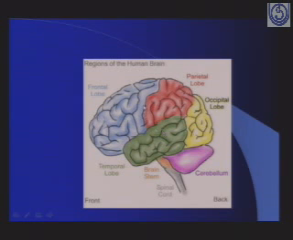And please remember, all these lobes have different functions. If damage occurs to the frontal lobe, the functions which occur through the frontal lobe are affected.